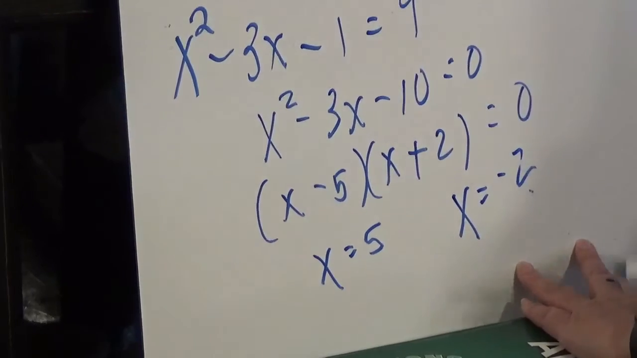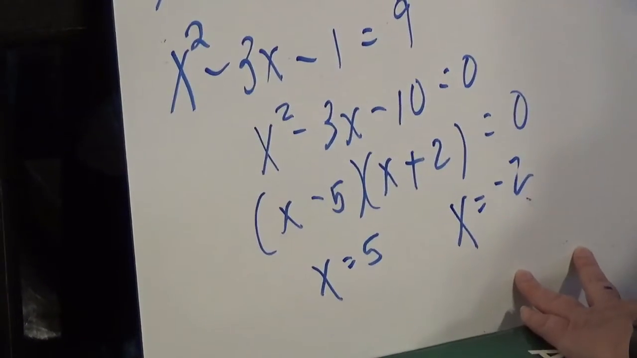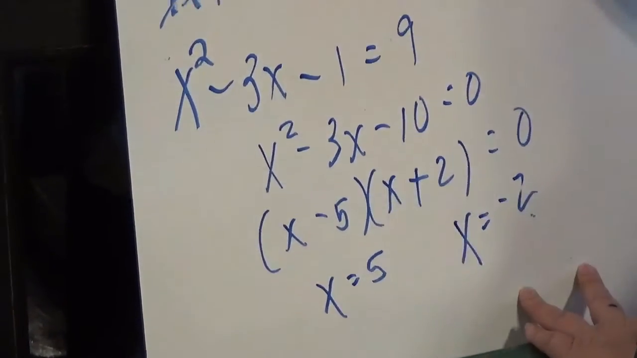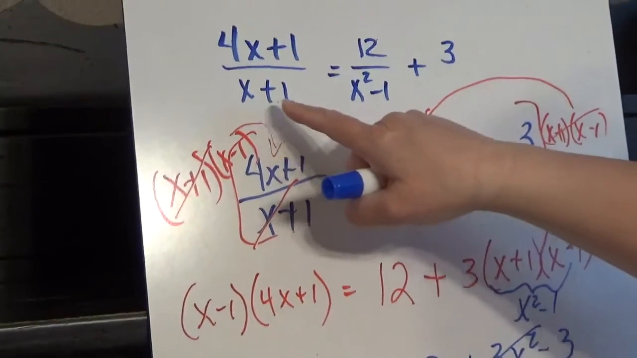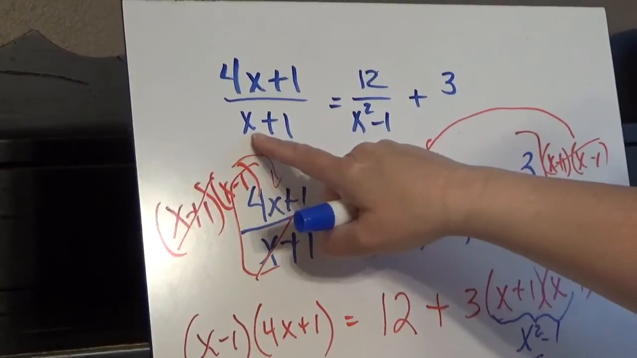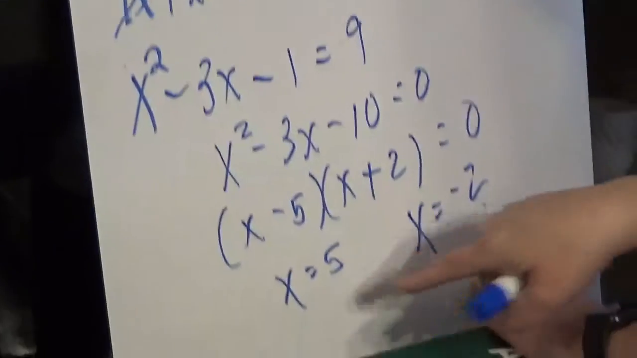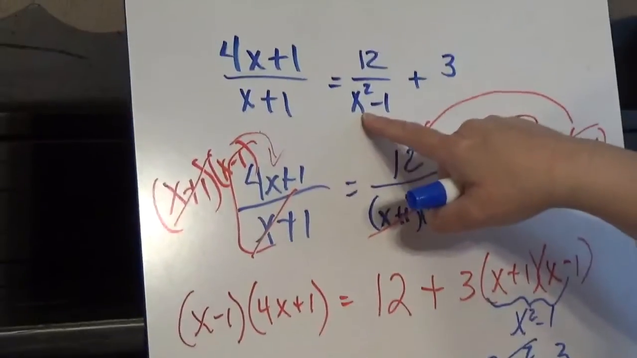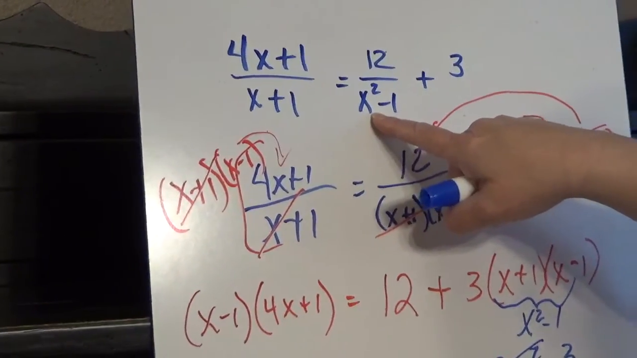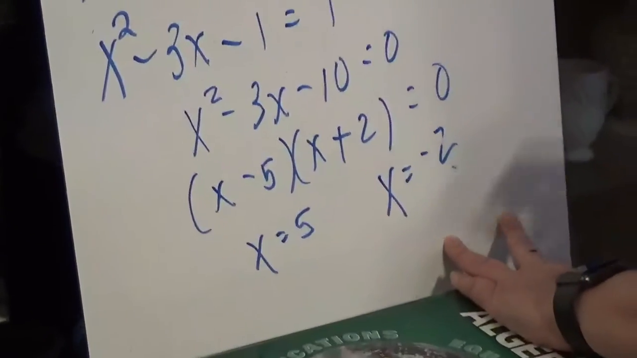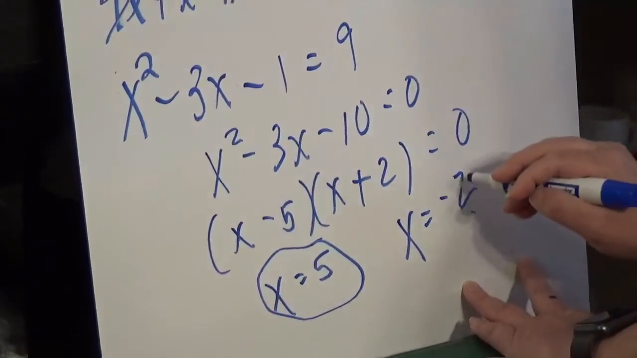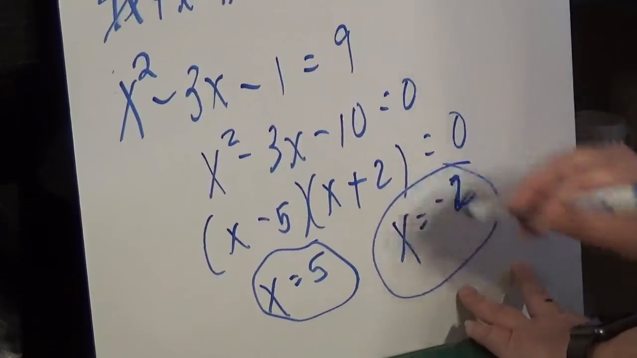But I need to go check the top and make sure that these both work for the denominator. So it looks like here the only thing that wouldn't work would be negative 1, but that's not one of my answers, so I'm fine. And here it couldn't be 1 or negative 1, and that's not my answer. So both 5 and negative 2 are good solutions.